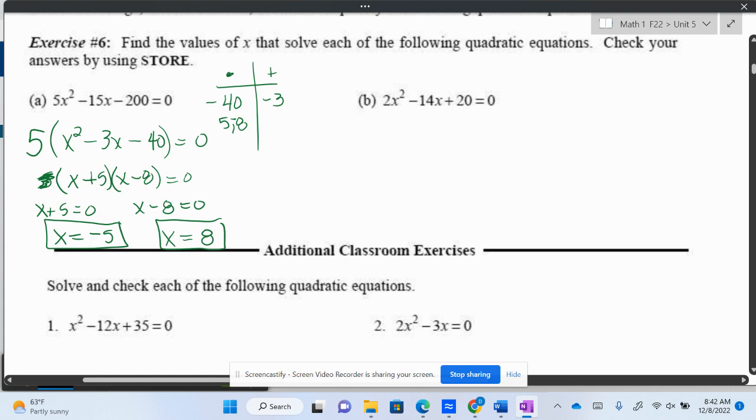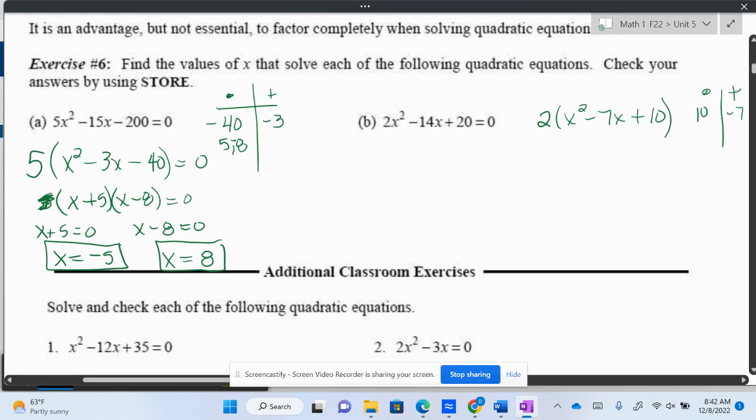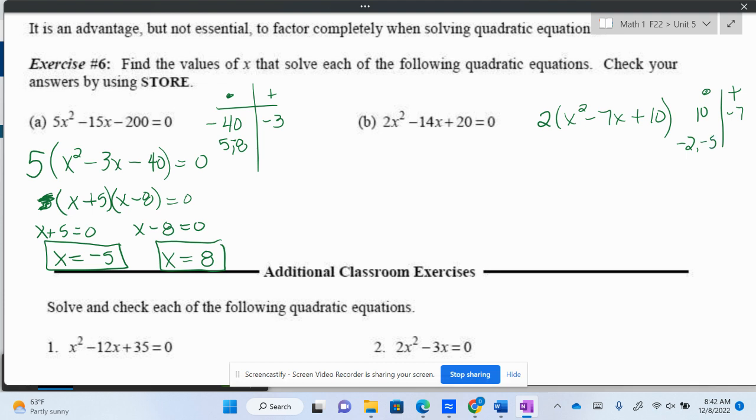What can we take out of there? A 2. If I take a 2 out, I'm left with x squared minus 7x plus 10 times plus chart, multiply to get a positive 10, adds to a negative 7. What are those numbers going to be? Negative 2, negative 5. Who said that? Good job. Okay, so leading coefficient is 1. So I have x minus 2 times x minus 5. This all equals 0. That means that x equals 2 or that x equals 5.